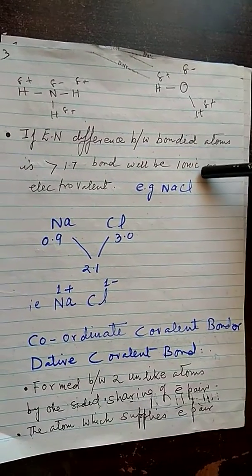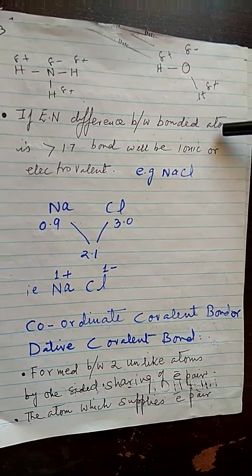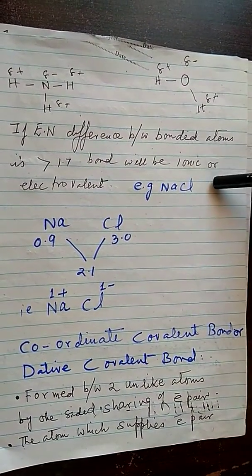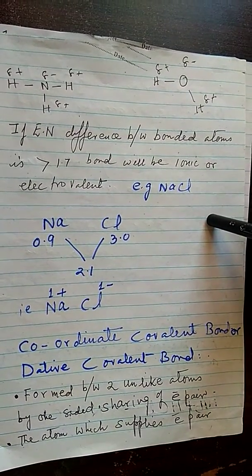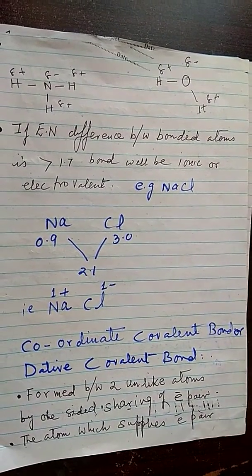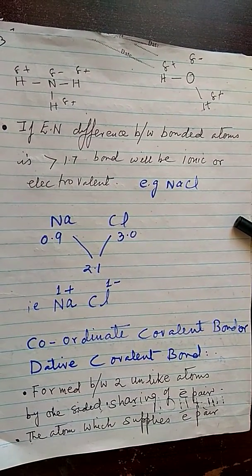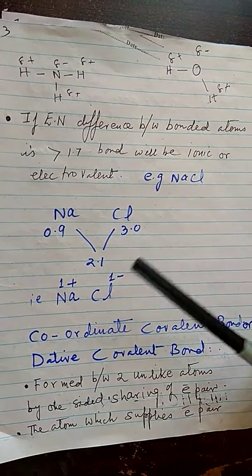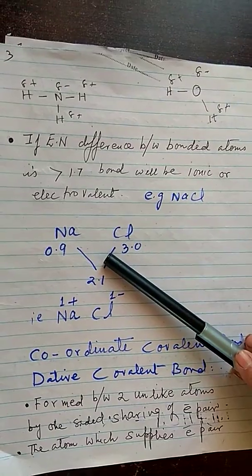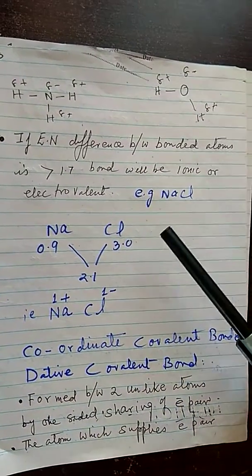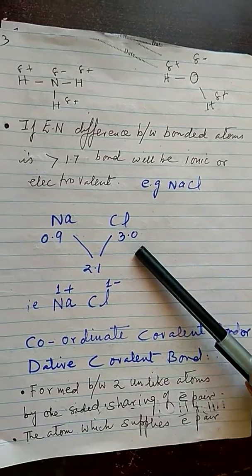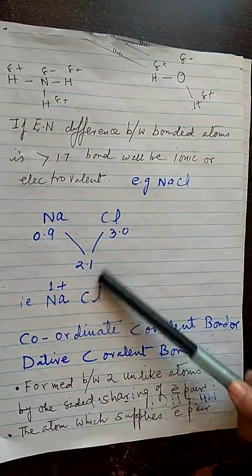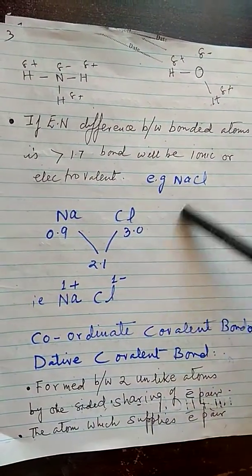Now the third condition: if the electronegativity difference between the bonded atoms is greater than 1.7, the bond will be ionic or electrovalent. Consider the formation of NaCl. The electronegativity calculated for sodium is 0.9 and for chlorine is 3. Take the difference: 3 minus 0.9 is equal to 2.1. You can see it is greater than 1.7. So the bond will be ionic.